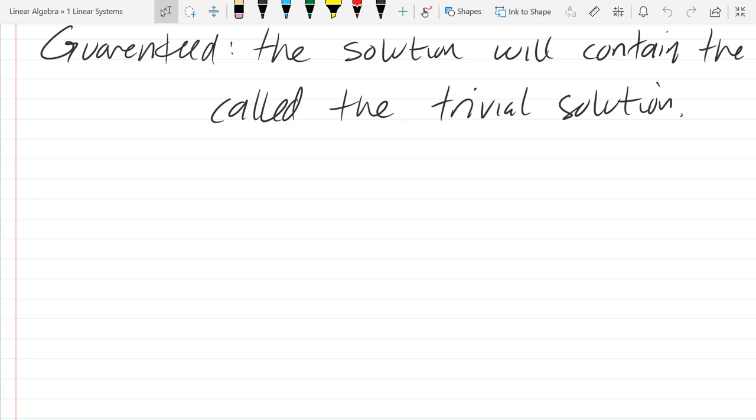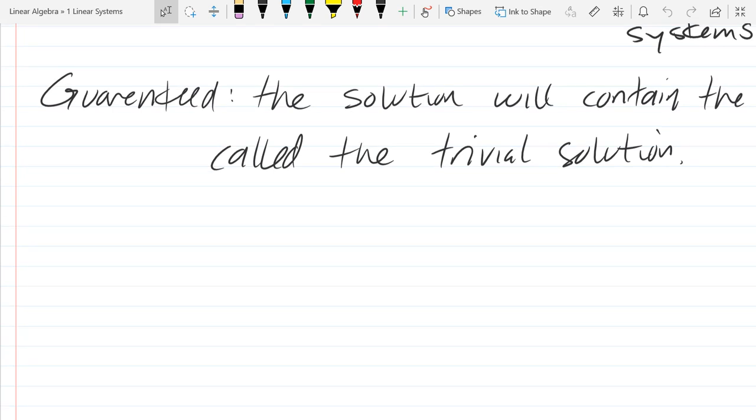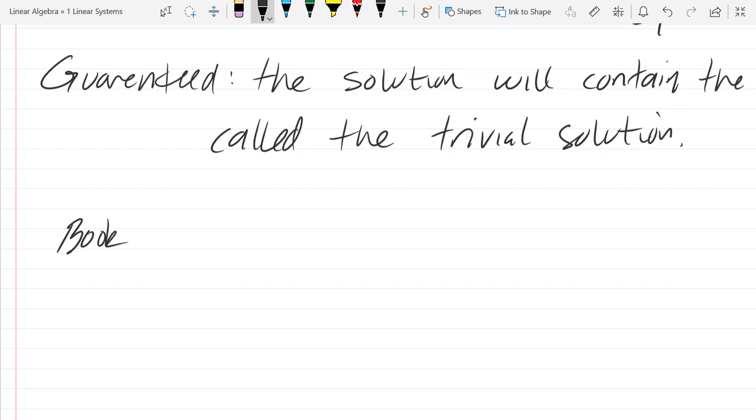So let's talk about some notation the book uses. I don't want to go into yet how to multiply matrices. We will get into that soon enough. But I just want to describe the notation the book uses. So in the book, the homogeneous system, so this is book notation.